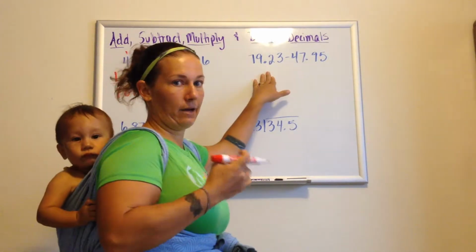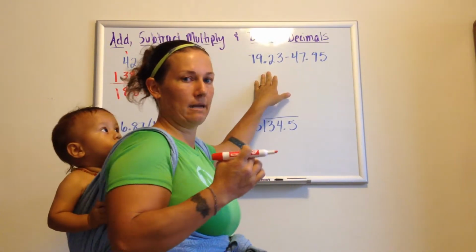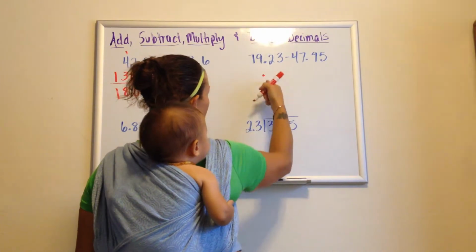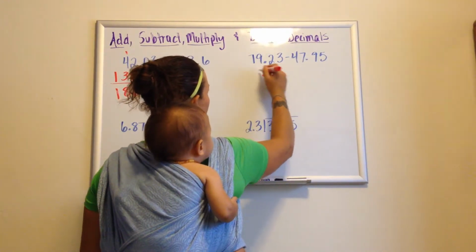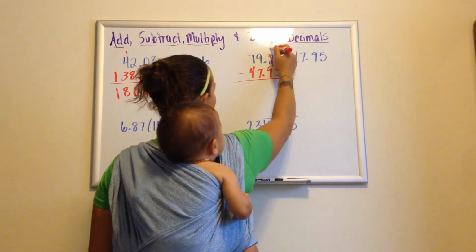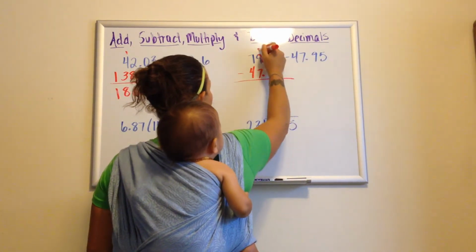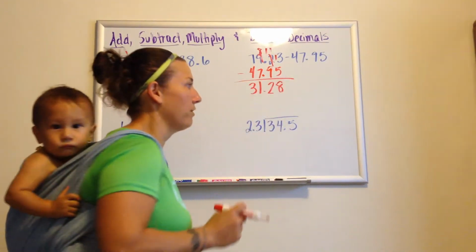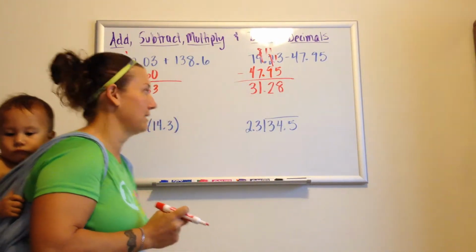Okay, over here again, subtraction and addition, we're going to line up our decimals and use zeros as placeholders. So wherever my decimal is, I'm going to put that underneath and then fill in my numbers. And here I'm subtracting, so I'm going to borrow. And I'm going to get 31 and 28/100ths.